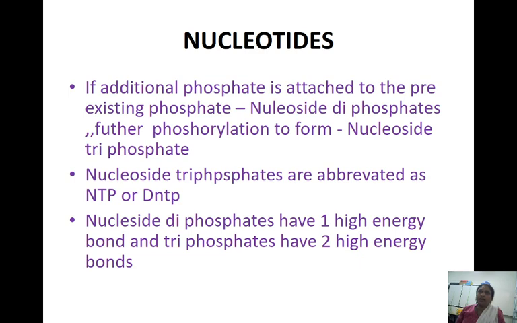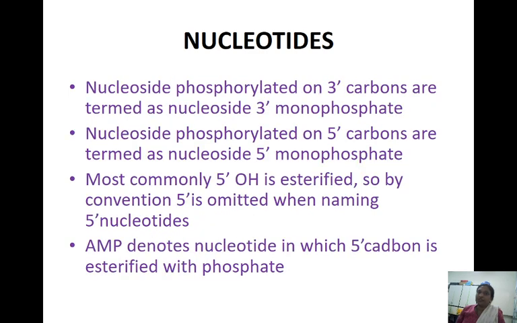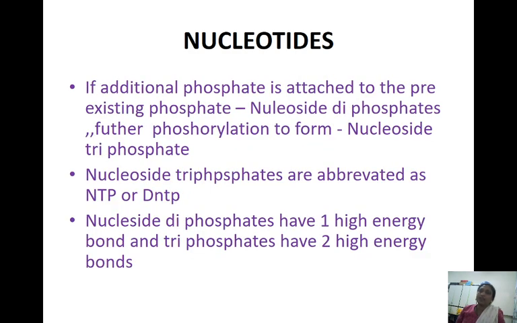Now in case of AMP, already one phosphate is attached: the hydroxyl group at the 5 prime of the ribose sugar is esterified with the phosphate to form a monophosphate nucleotide, that is adenosine monophosphate. If an additional second phosphate is attached to the existing one, it forms a nucleoside diphosphate. This nucleoside diphosphate on further phosphorylation forms nucleoside triphosphate.